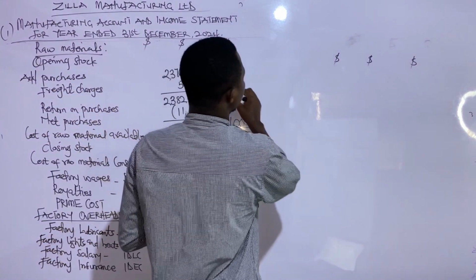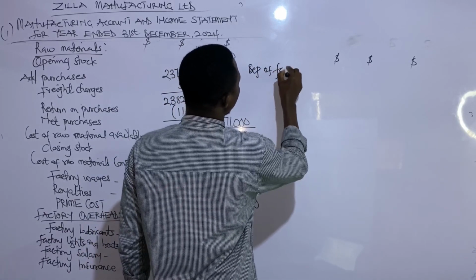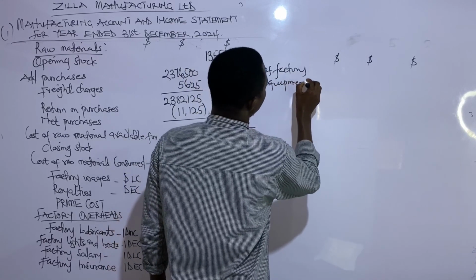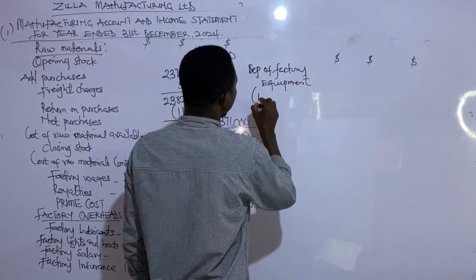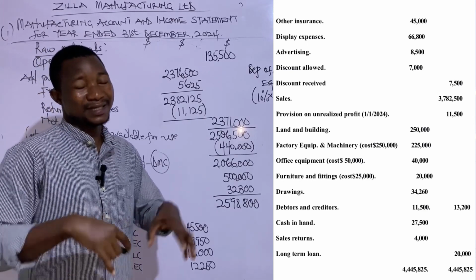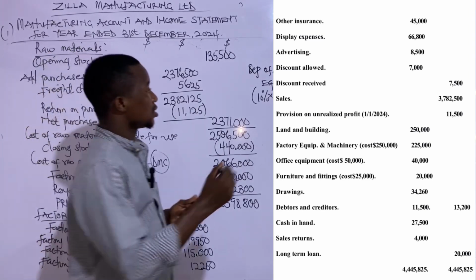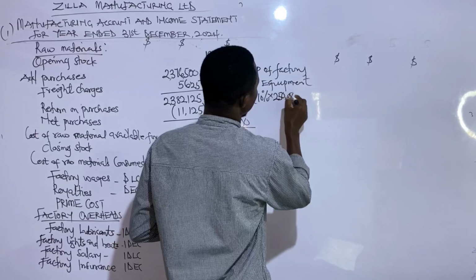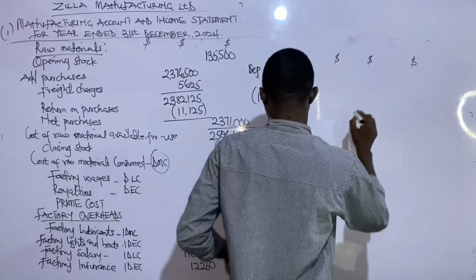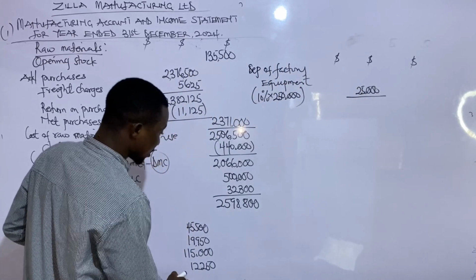So depreciation of factory equipment. Good. And the depreciation rate is 10%. Now we look for the cost because we have to depreciate non-current assets on cost. Is that okay? So the cost of the factory equipment is 250,000. When we depreciate it by 10%, we will have 25,000. Good. What we have to do is to add this to this.